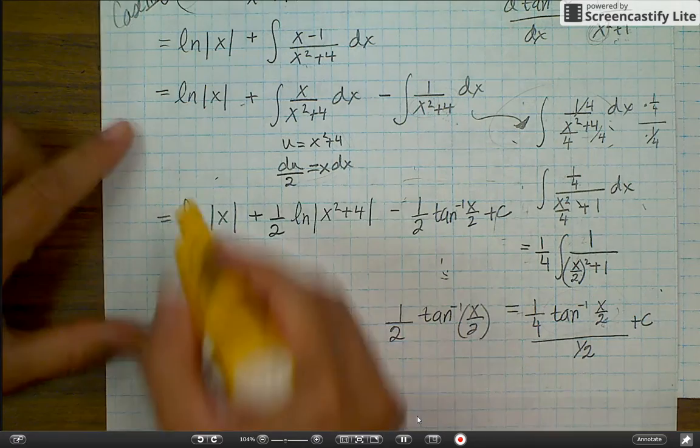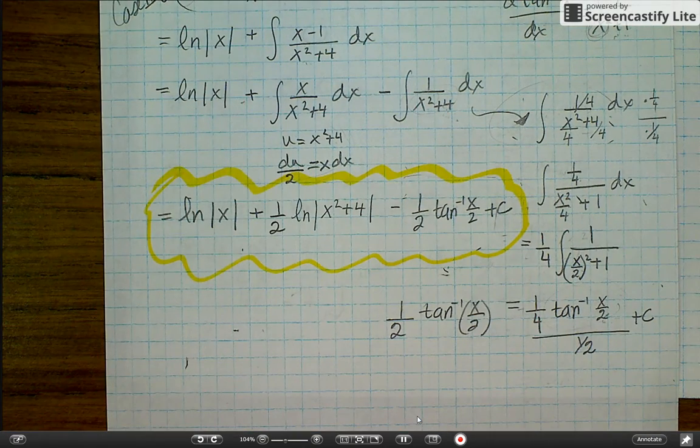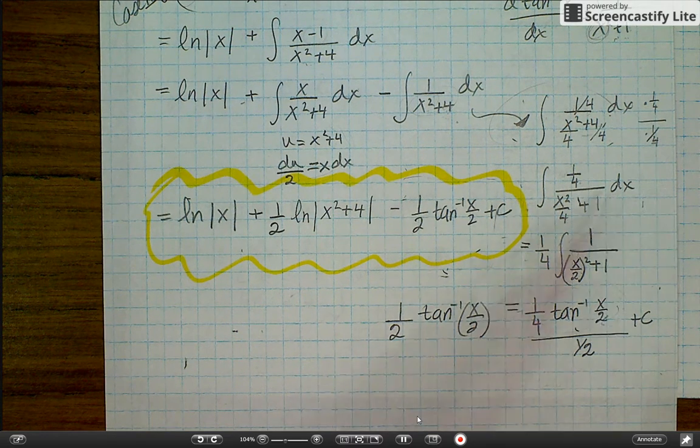And that is the conclusion of our integration by partial fractions, case 1, 2, and 3, with doing this. All right.